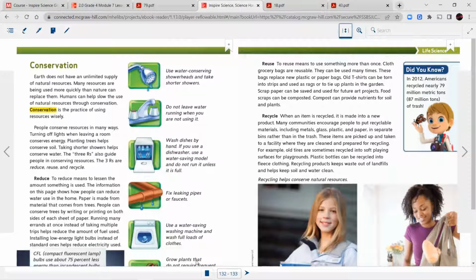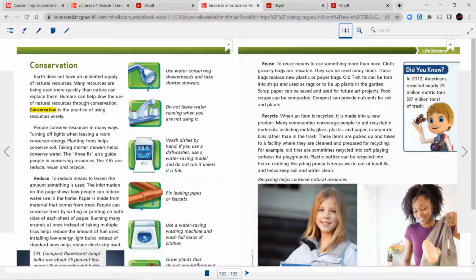Reuse. To reuse means to use something more than once. Cloth grocery bags are reusable. They can be used many times. These bags replace new plastic or paper bags. Old t-shirts can be torn into strips to use as rags or tie up plants in the garden. Scrap paper can be saved and used for future art projects. Food scraps can be composted. Compost can provide nutrients for soil and plants.